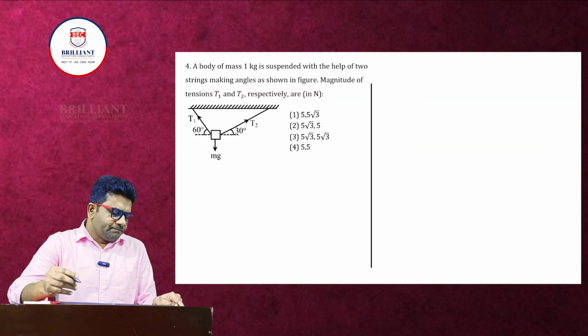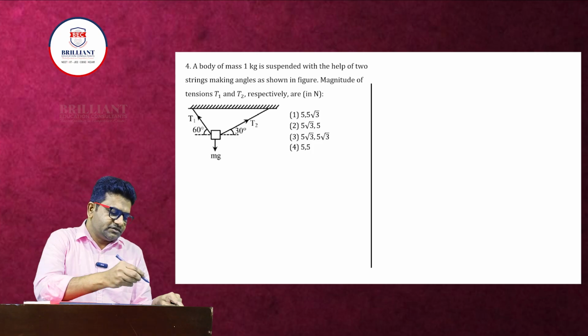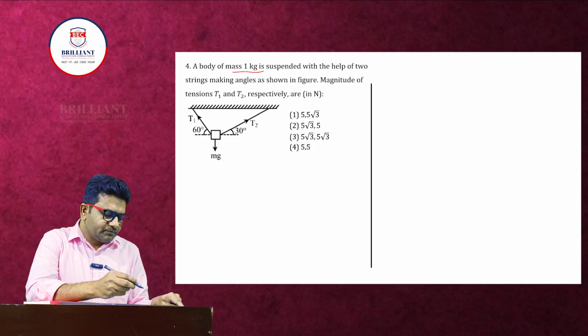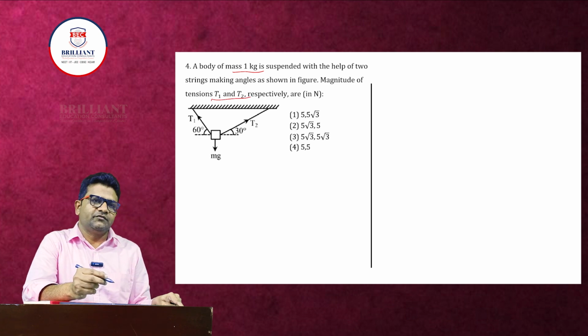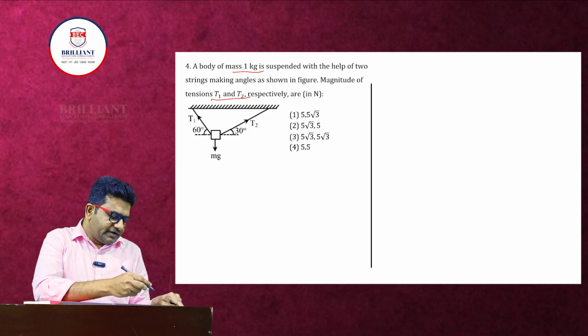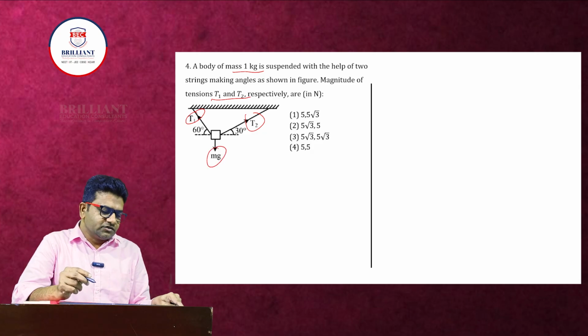Next question. A body of mass 1 kilogram is suspended with the help of two strings making angles as shown in the figure. The magnitudes of tension T1 and T2 respectively, in Newton, are? See, in the question the mass is given as 1 kilogram. Then we have to find the magnitudes of tensions T1 and T2. From the figure, we can see T1, T2, the angles 60 and 30, and weight mg downwards.